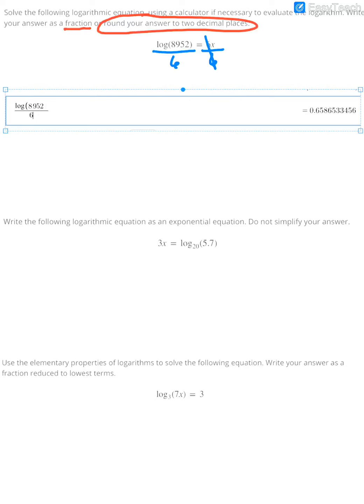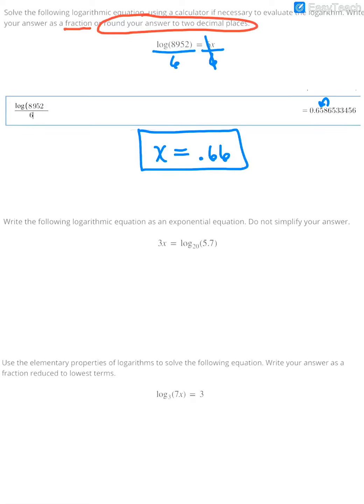Because they asked me to round it to 2 decimal places, I noticed that the 8 that's in the third place is going to round the 5 up to a 6. So I would say my final answer is x is equal to 0.66.